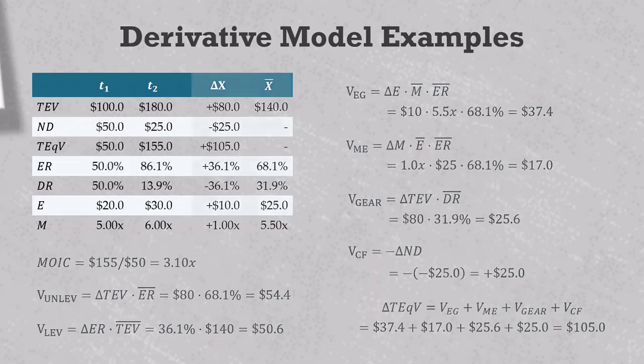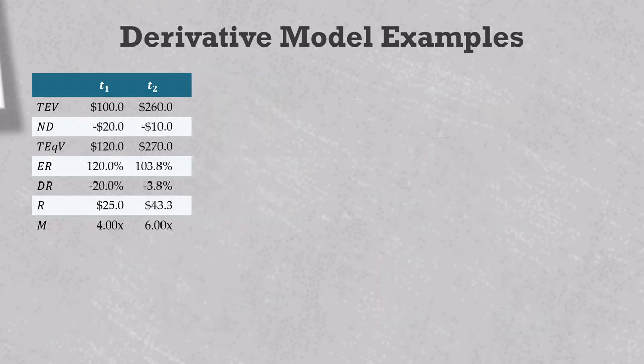All right, one more example. Let's look at a growth deal where we have a revenue valuation instead of an EBITDA valuation. The math works the same way. Growth capital gives us negative net debt values, negative debt ratios, and equity ratios that are greater than 100%.